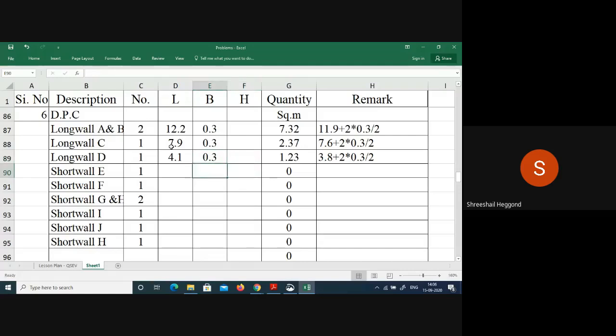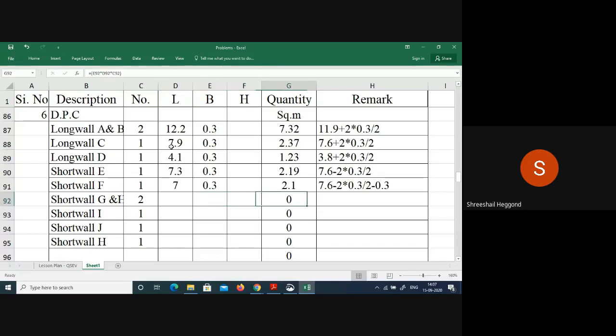Breadth 0.3. Short wall E is of center to center length 7.6 minus both the side you have to deduct, that is 2 into 0.3 divided by 2. It will be 7.3, breadth 0.3. Similarly, the center line length of F wall is 7.6 minus 2 into 0.3 divided by 2, minus one wall reduction you have to do, that is minus 0.3. That will be 7 meter, breadth 0.3. Height we are not going to consider.